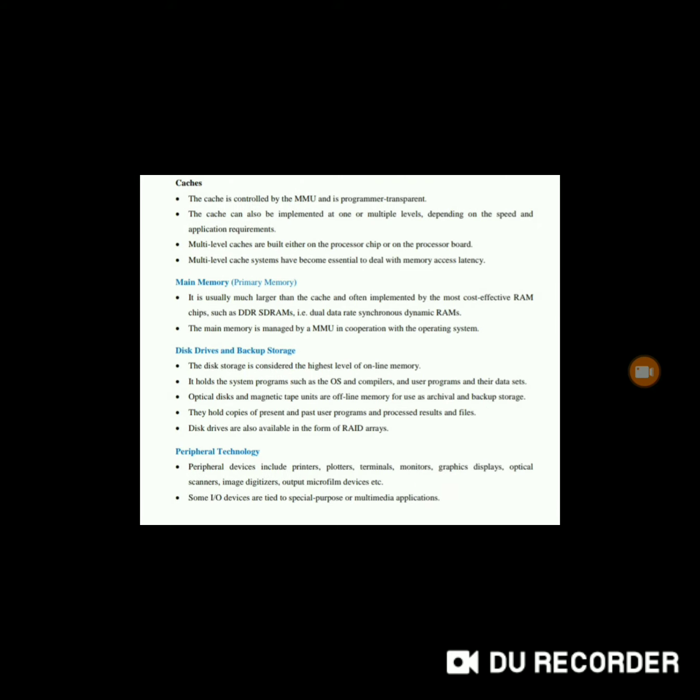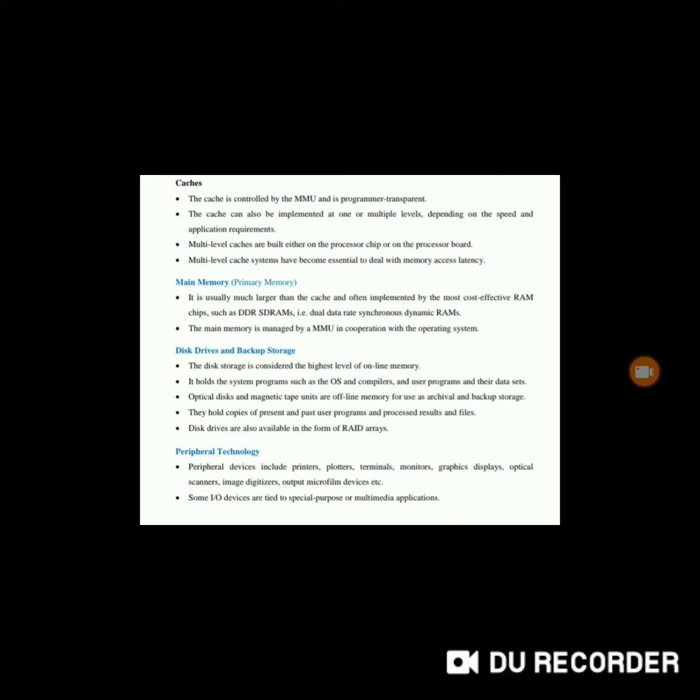In caches, the cache is controlled by the MMU and is programmer transparent. The cache can also be implemented at one or multiple levels depending on the speed and the application requirements. Multiple level caches are built either on the processor chip or on the processor board. Multi-level cache systems have become essential to deal with memory access latency.